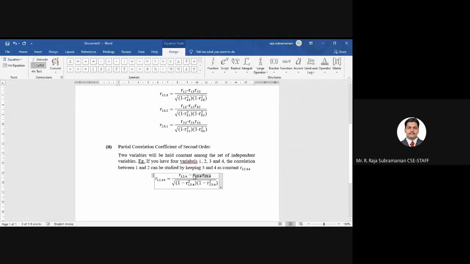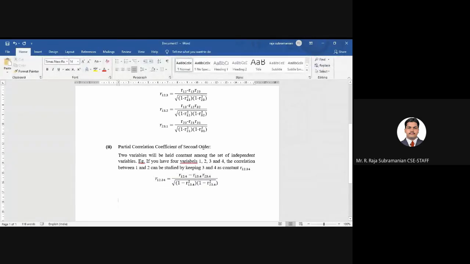So this is the formula for partial correlation coefficient of second order, right? So now can you try to say what will be R?